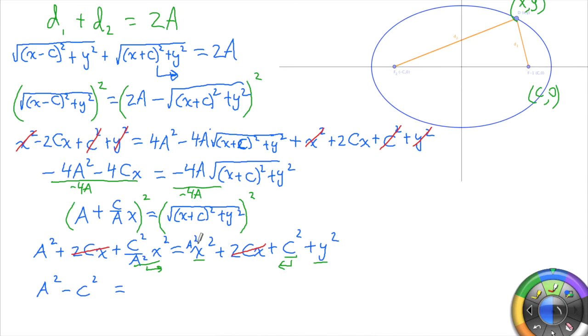So this is going to be a squared over a squared, x squared, and this is c squared over a squared, x squared. So when I put them together, I'm going to get a squared minus c squared over a squared times x squared plus y squared. Almost done.